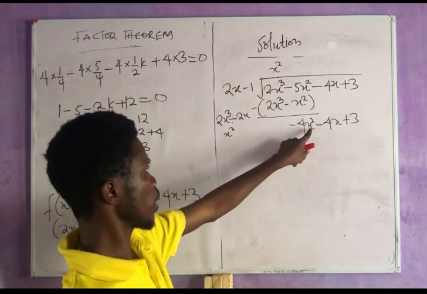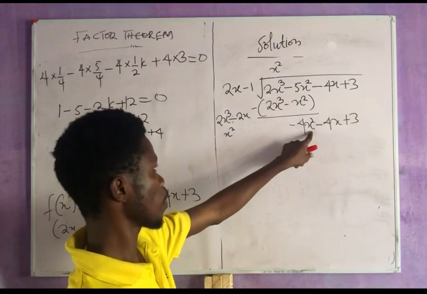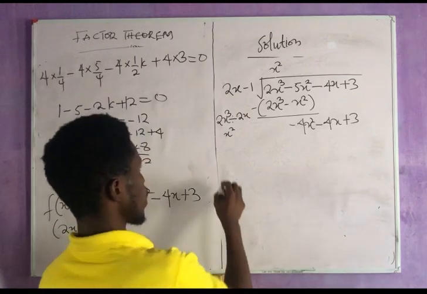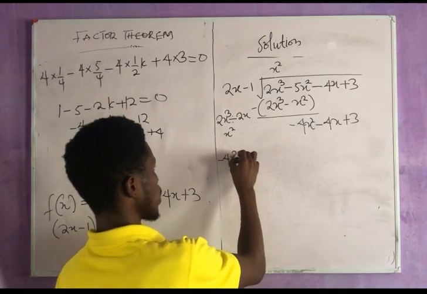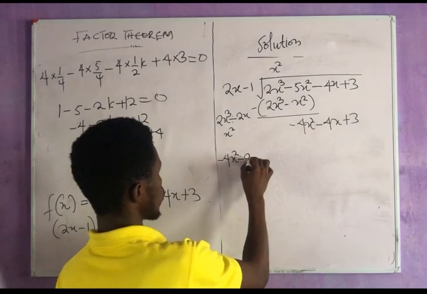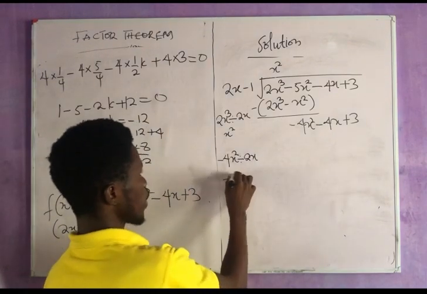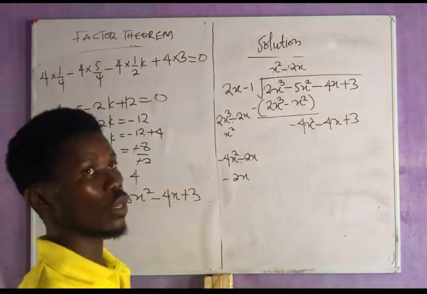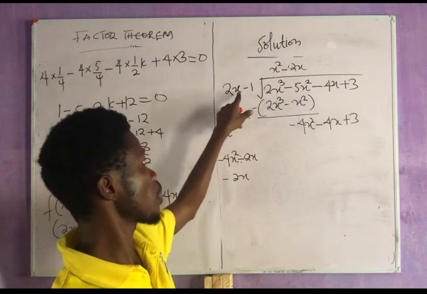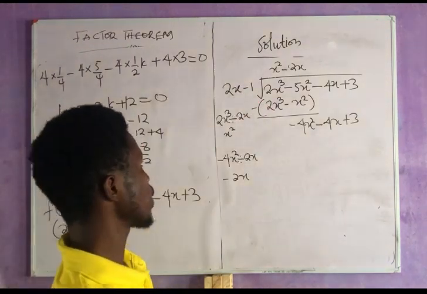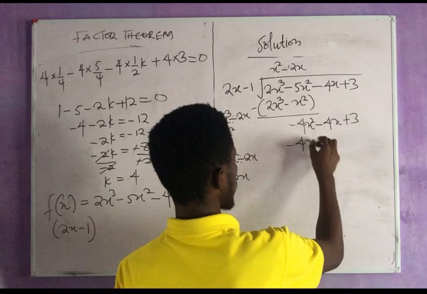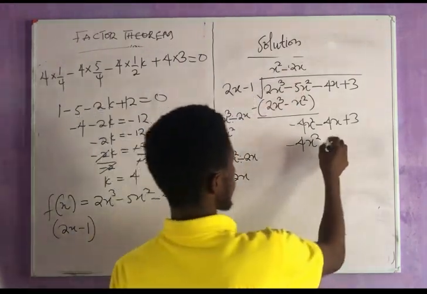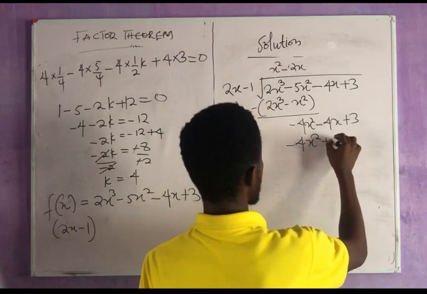The coefficient of this x squared is negative 4. So what we want to do is to eliminate this negative 4x squared here. So I'll take negative 4x squared divided by 2x, and this will give me negative 2x. So I'll bring it here, negative 2x. Negative 2x multiplied by 2x will give you negative 4x squared. Then negative 2x times negative 1 will be positive 2x.